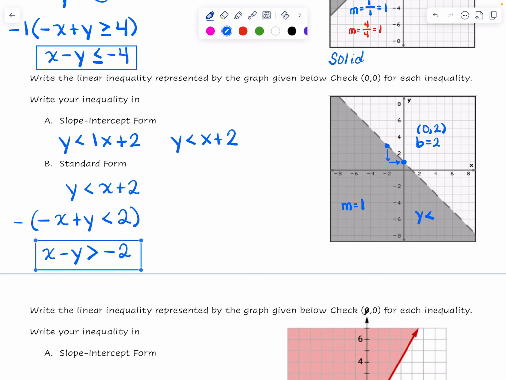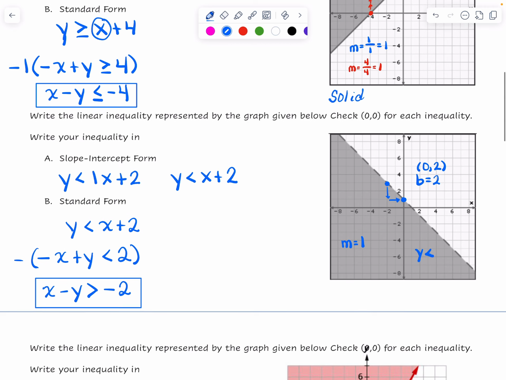Okay, so your examples that were for homework are on the back side of this worksheet, doing those exact same things. We will get back to checking that solution of (0, 0) for each inequality, but right now we were just working on this first step.